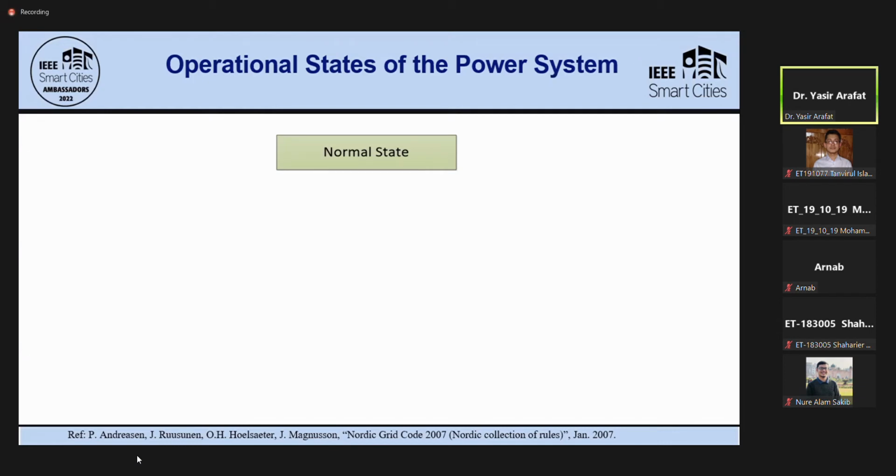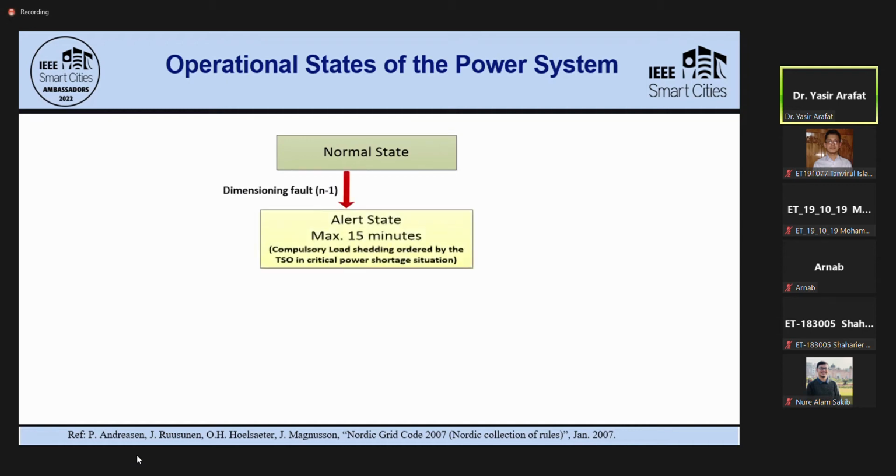So here I have shown normal state. If there is any dimensioning fault, for example, an n-1 contingency, where a major component has been disconnected, it would go to alert state. In this alert state, it could be necessary to perform compulsory load shedding, and this command would come from the transmission system operator.